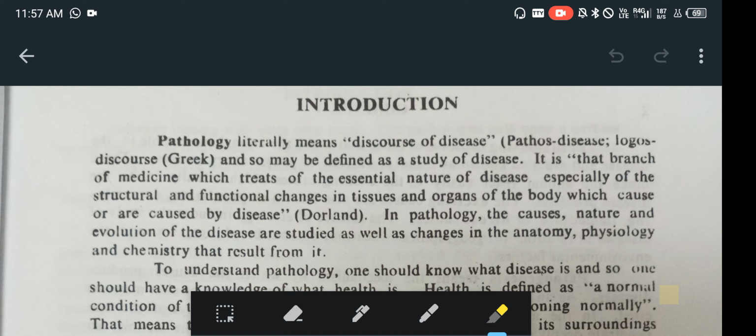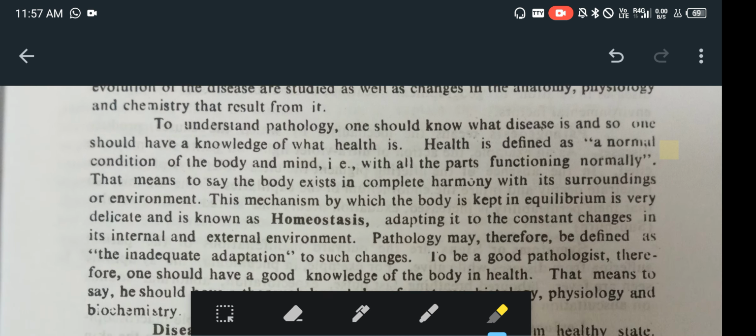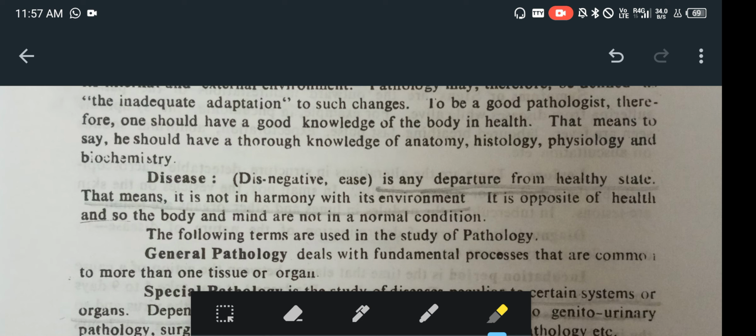And if we talk about its definition, you can see here: the branch of medicine which treats of the essential nature of disease, especially of the structural and functional changes in tissues and organs of the body, which cause or are caused by diseases. Okay, so that was the basic definition of pathology.